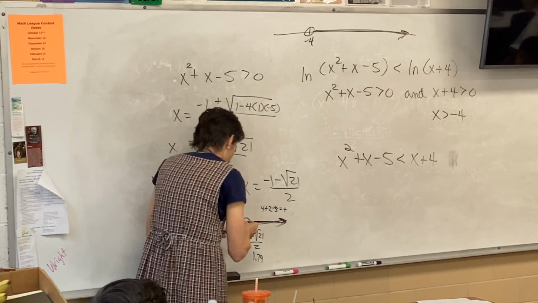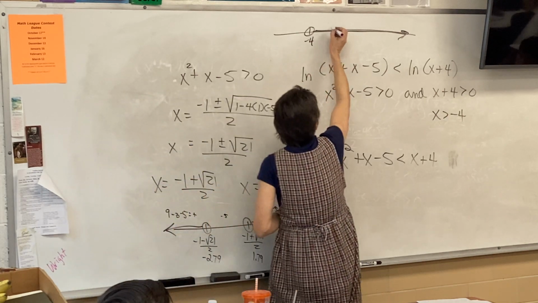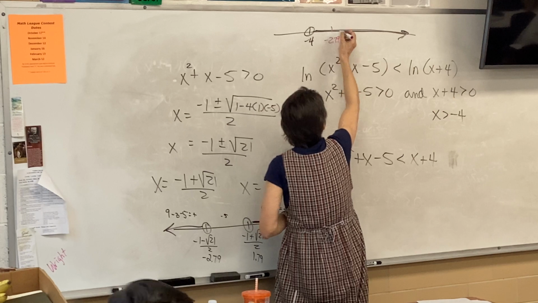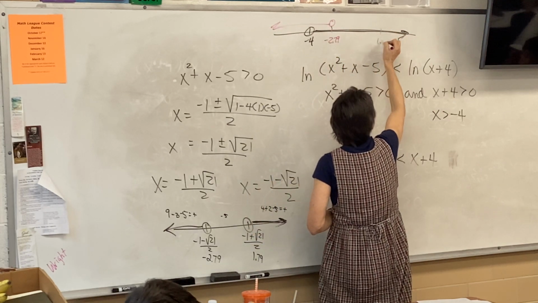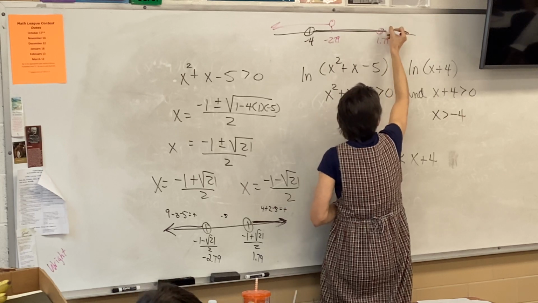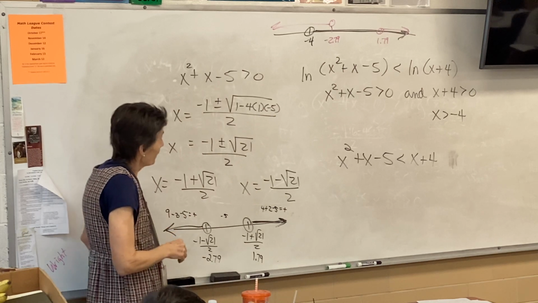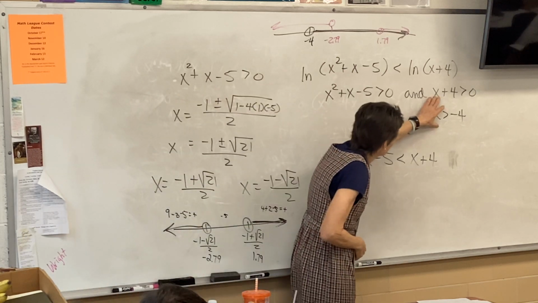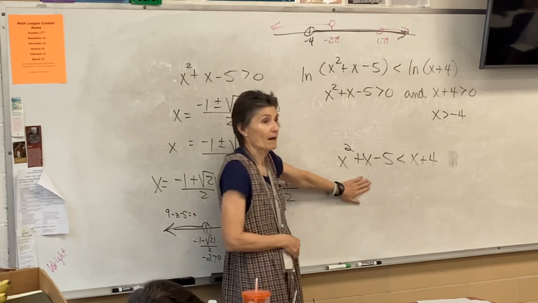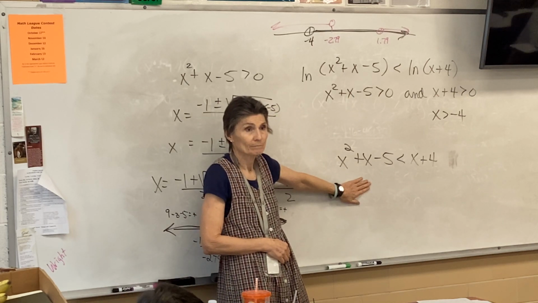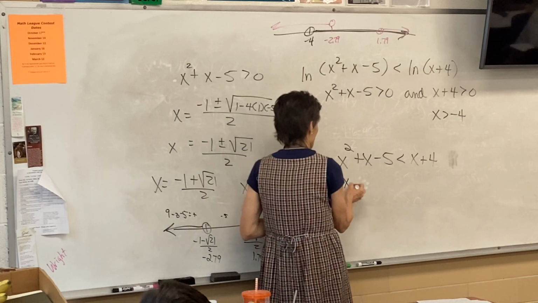I'm going to go ahead and do that one on my number line. Here's negative 2.79, and here's 1.79. So far, I've got my black requirement from here, I got my pink requirement from here, and now I have to do this requirement. So what does this one say?